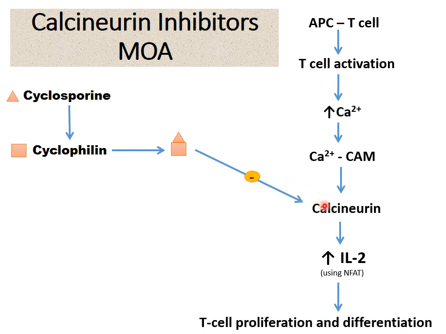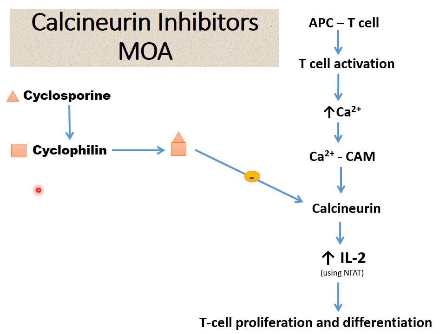This drug and cyclophilin ligand complex binds with calcineurin and inhibits the calcineurin phosphatase activity, so that NFAT will not be dephosphorylated and cannot enter the nucleus. So cyclosporine makes a complex with cyclophilin, and this complex inhibits calcineurin. By inhibiting calcineurin, there is a decrease in interleukin-2 production, and thereby inhibition of T cell proliferation and differentiation, and thereby inhibition of the induction of the adaptive immune system.